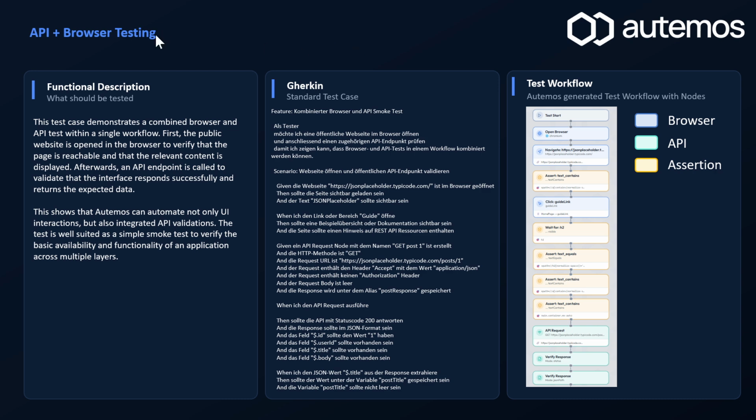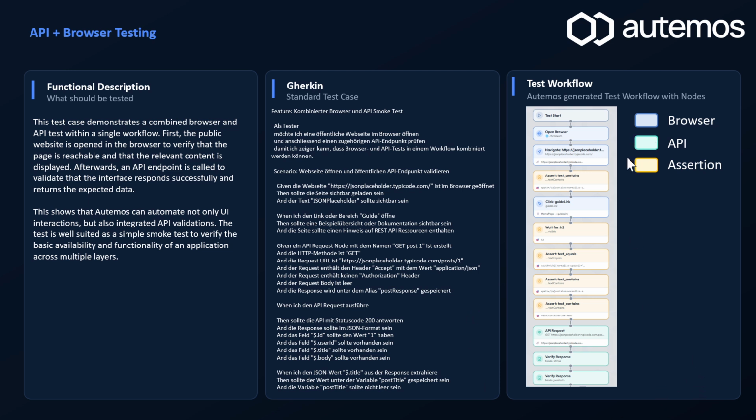So I would say normally you have a functional description of your test case in your test management tool. Maybe you even already have a Gherkin test case, which probably works even better. In case you have a functional description, to make it even easier, you can transform it into a Gherkin test case. Then you give this Gherkin test case to Autemos in the chat, and he will create a test workflow. This test workflow looks like this at the end.